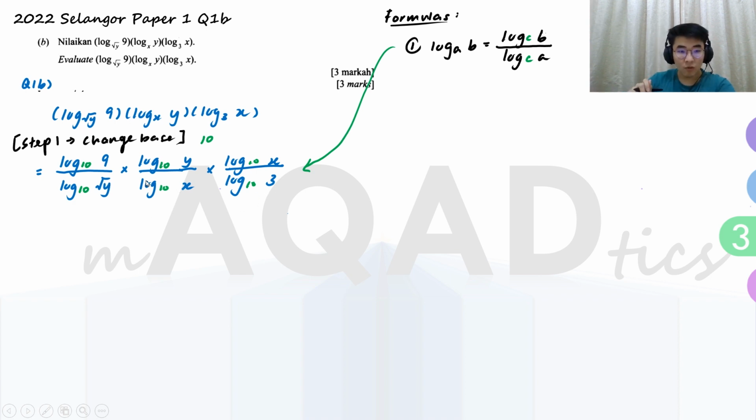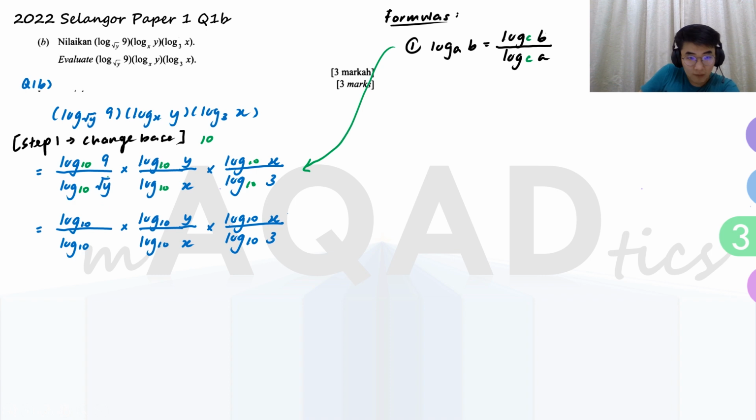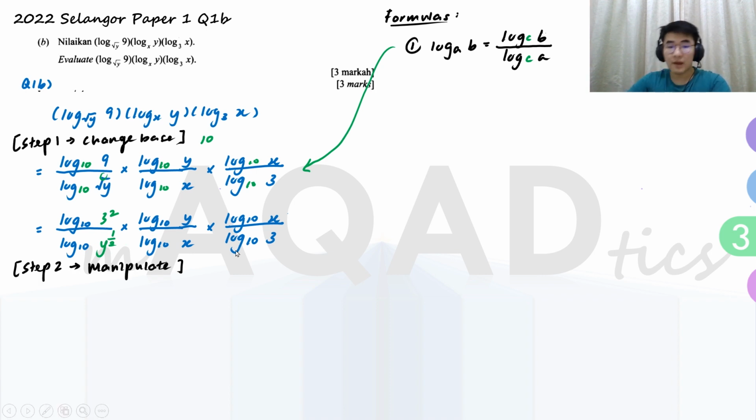And now if we look at the values here, which are 9 and 3, they actually have a relationship, right? Because this 9 can be expressed as 3 squared. Right? So for the next line, I will write 9 as 3 squared. And this square root, I will change it to the value, so here will be y to the power of 1 over 2. The reason I'm doing this is because we are going to step 2, which is to manipulate these logarithms, simplify them, and find a value.